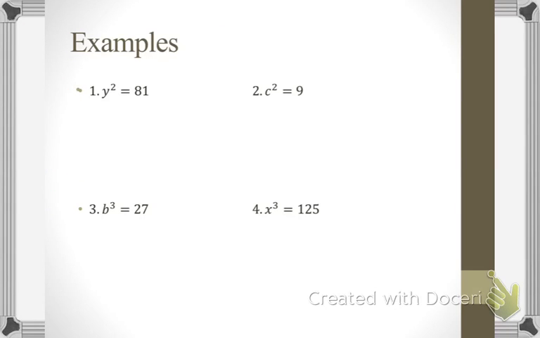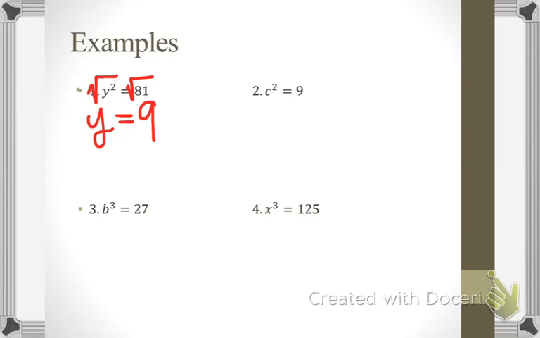Alright, let's look at solving some of these. Y squared equals 81. To undo that, I'm going to take the square root of y squared and the square root of 81. That radical sign and the exponent of 2 cancel, and I'm left with y. The square root of 81. What times itself gives us 81? 9 times 9 equals 81, so y equals 9.